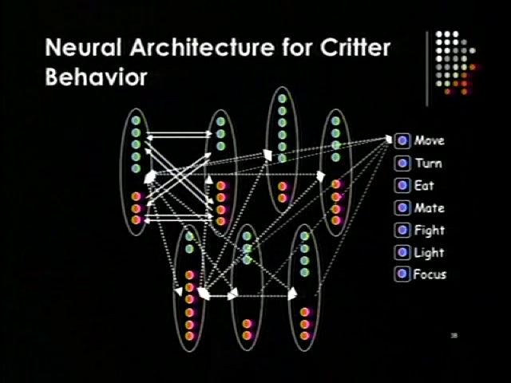Okay, and then at the end we have outputs, and these are the basic behaviors. They can move, turn, eat, mate, fight, light, and focus. Most of those are pretty clear. The light and focus I'll get to in a second.